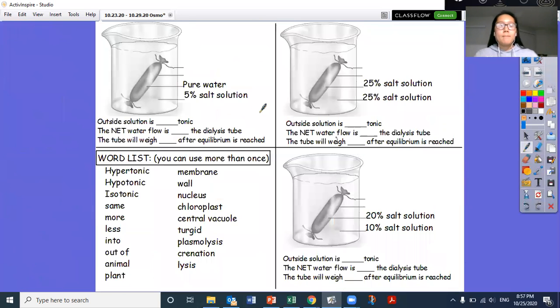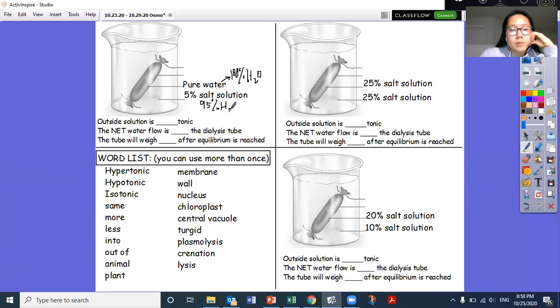So let's talk about the other side of this practice now. So we're looking at the dialysis tubes in cups like we did originally in our diffusion part 2, right? So here we have a solution that has pure water inside of the dialysis tubing, and we have a 5% salt solution. So pure water, you're gonna wanna make sure that you understand that pure water means that we have a 100% water, okay? And over here, if we have 5% salt, that means we still have 95% of it being water.